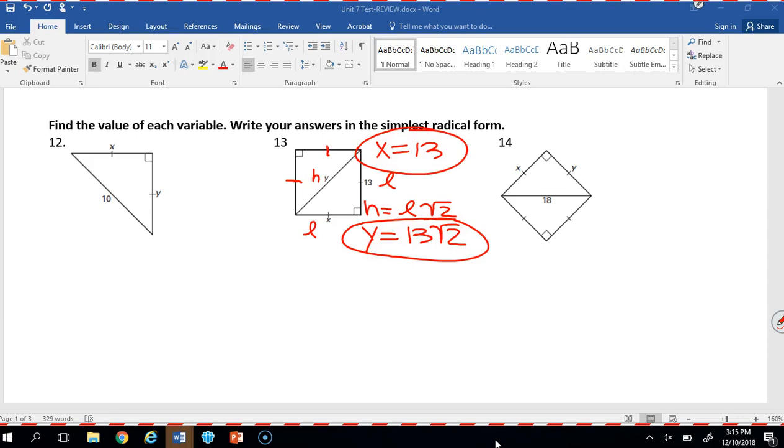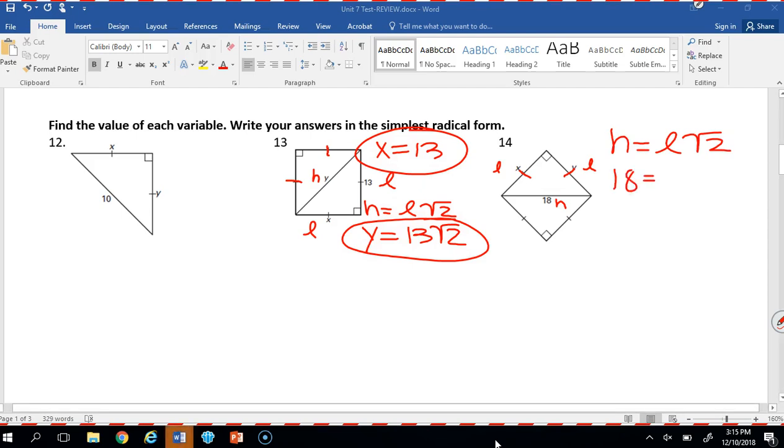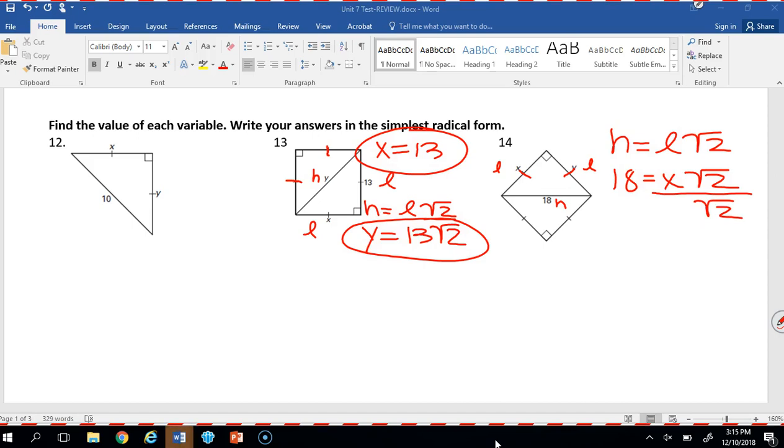14, same thing. We have two sides that are congruent, so that tells us again this is a 45, 45, 90 triangle. And again, this time we have the hypotenuse and we have a leg and a leg. So we need our formula for the hypotenuse. So h equals L square root of 2. So again, we're going to substitute in 18 equals, and we'll go ahead and say x square root of 2. Again, we have to divide both sides by the square root of 2. So now we have the square root of 2 gone from there. So x is equal to 18 over the square root of 2.